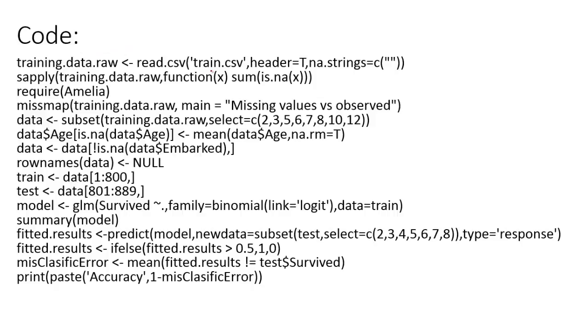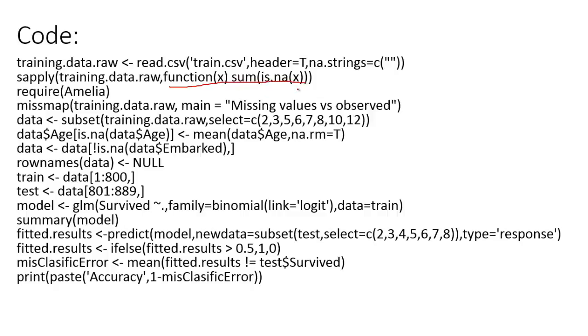The data set I have used here is the Titanic data set. This is train.csv. I have downloaded this train.csv from Kaggle, so just go and search, you can easily find it. I have stored this data set in training data.raw. Then through this function, I have used an sapply function, which is a simplified version of lapply. I have applied this function on training data, and I have just created a small function in one line.